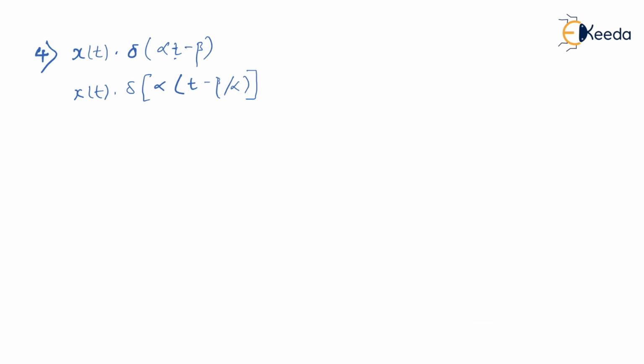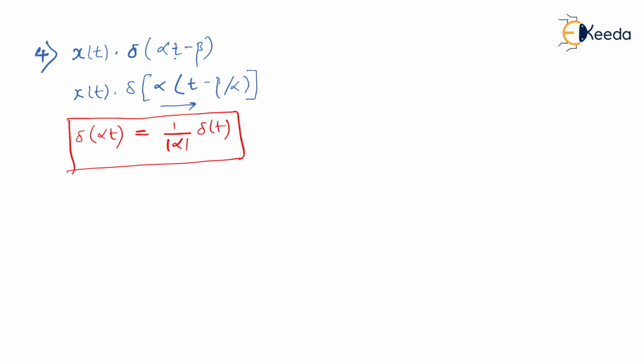So we know that we need to first of all scale by alpha. This is something which we have already learned. I'm sure you remember this. When you have del of alpha t, this is always equal to 1 upon mod of alpha times del of t. So you have to use this knowledge and solve this. So now this is equal to x of t dot 1 upon mod of alpha del of t minus beta by alpha.